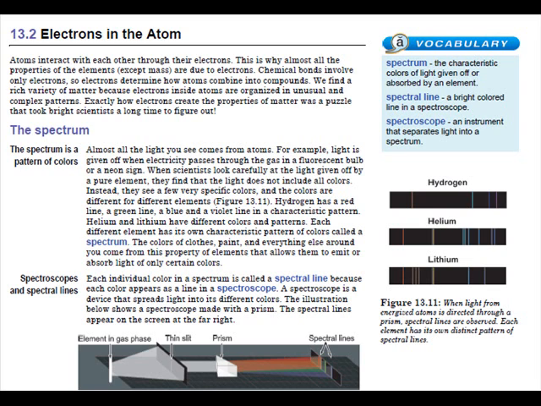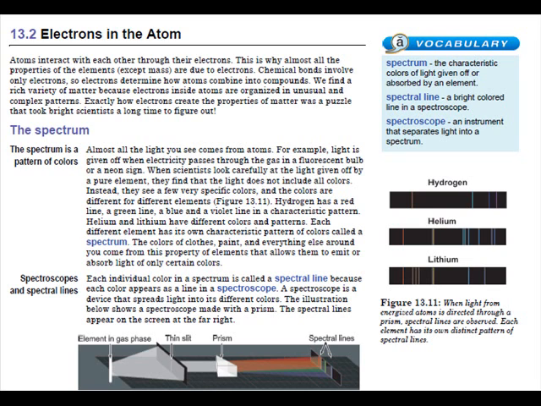Exactly how electrons create the properties of matter was a puzzle that took bright scientists a long time to figure out. Almost all the light you see comes from atoms. For example, light is given off when electricity passes through gas in a fluorescent light bulb or a neon sign. When scientists look carefully at the light given off by a pure element, they find that light does not include all colors. Instead, they see a very few specific colors, and the colors are different from different elements, figure 13.1.1.